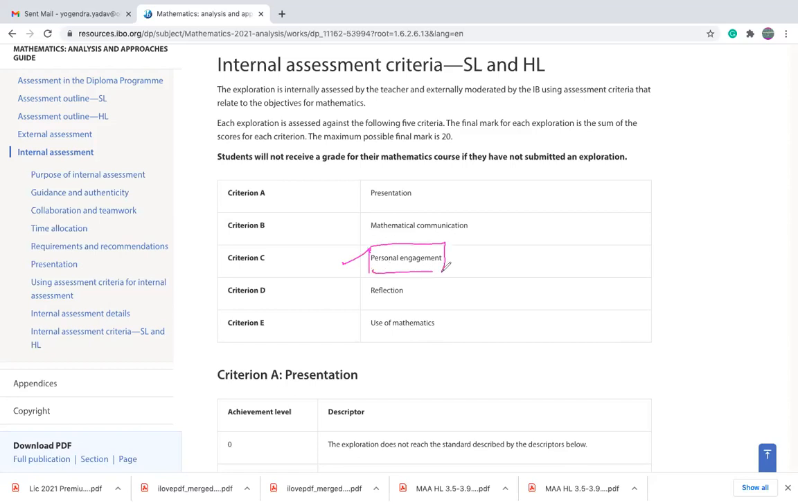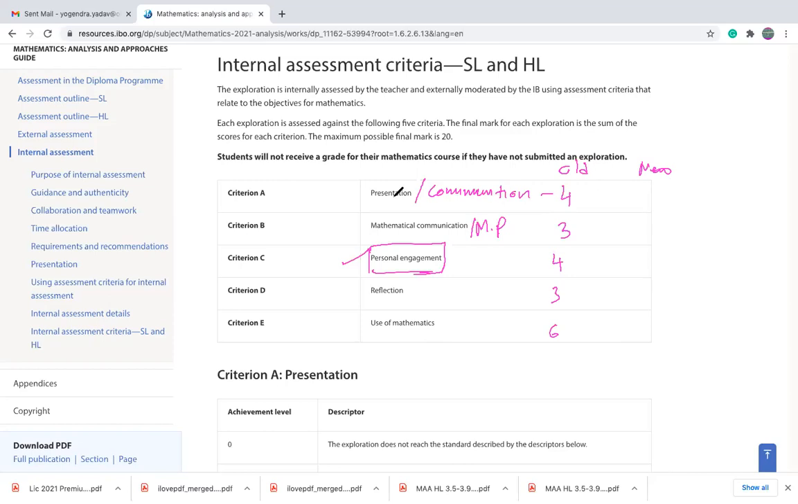Now, personal engagement seems like a very deceiving word, and this is a big change here. By the way, this used to be called communication in the older criterion, and it used to be for 4 marks. I'm going to show you the new weightage. The older one was 4, 3, 4, 3, and 6. This used to be mathematical presentation in the older one. So don't refer to the older criteria.